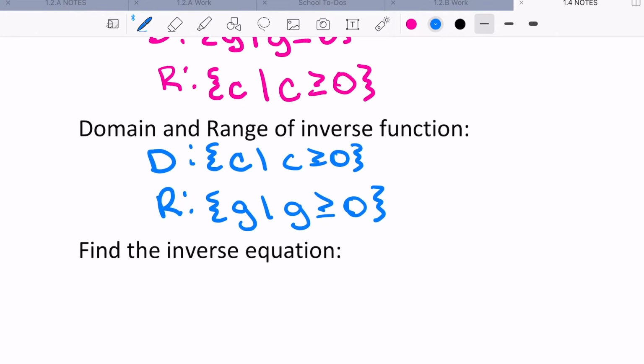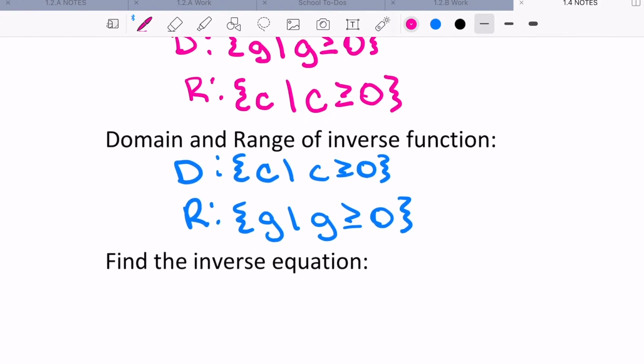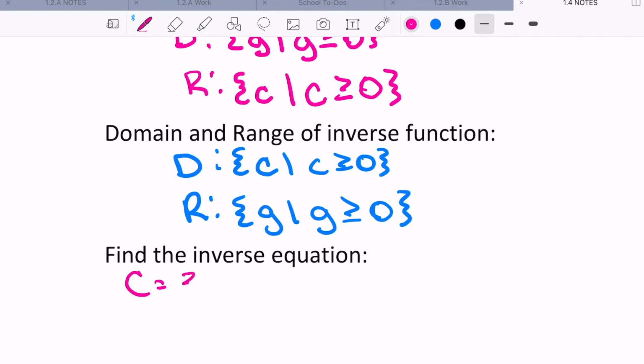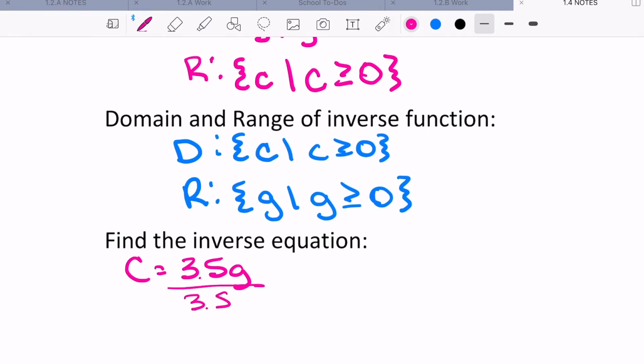Find the inverse equation. So we're going to copy down our original equation, C equals 3.5G, and we are going to solve for G. So we divide by 3.5, and we have G equals C over 3.5. Okay, this is our inverse function.